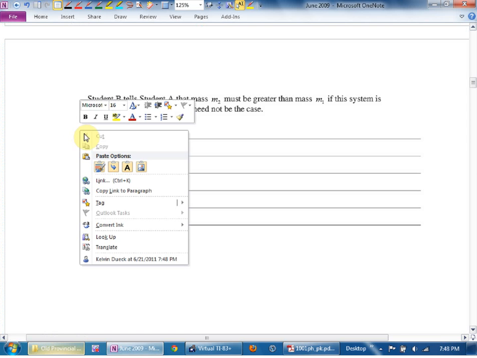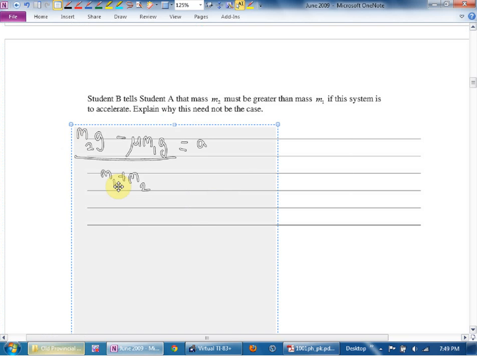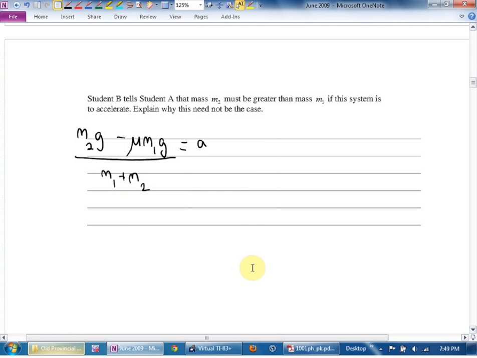I would write that down, and then I would just say, let M2 equal 1 kilogram. Let M1 be 3 kilograms. And I think if you crunch the numbers, you'll find you still get a positive acceleration.